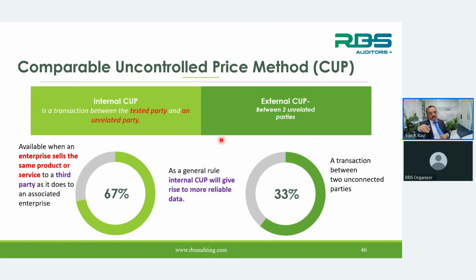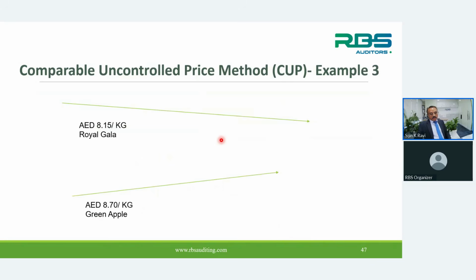A tested party we have already discussed, that is a simple party without much complication. And external CUP means you don't have any internal CUP to analyze the transaction between controlled and uncontrolled transactions. Controlled means a related party transaction, and uncontrolled an unrelated party transaction. In that case, you can go with the external CUP. That means a transaction between two unconnected parties, and then you can do the adjustment relating to that part.